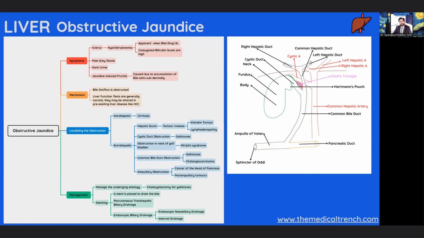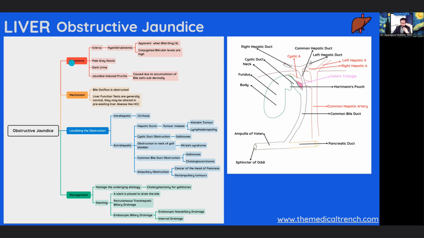You know that a patient will have obstructive jaundice because their LFTs are most likely going to be normal, right? From a biochemical perspective, the LFTs most likely could be normal, but their conjugated bilirubin is going to be much, much higher than expected. They are also going to come with very specific symptoms, right? The first is that they have icterus, pale gray stools and dark urine.